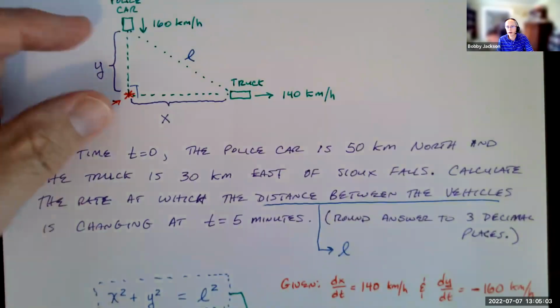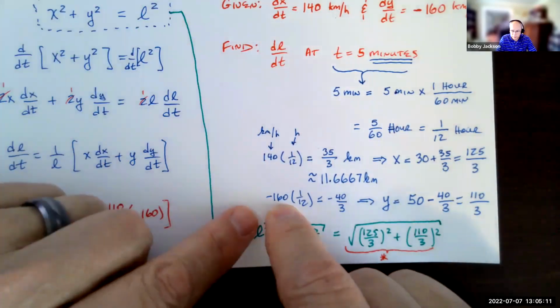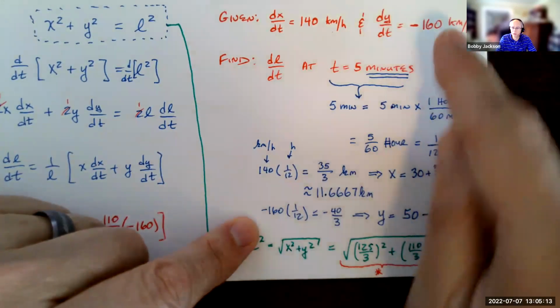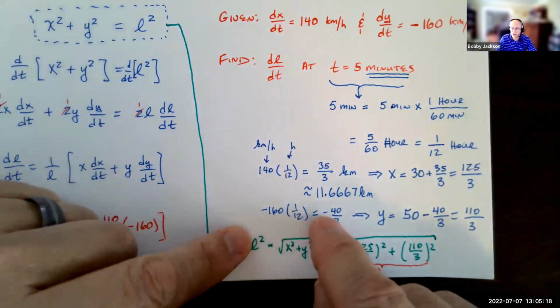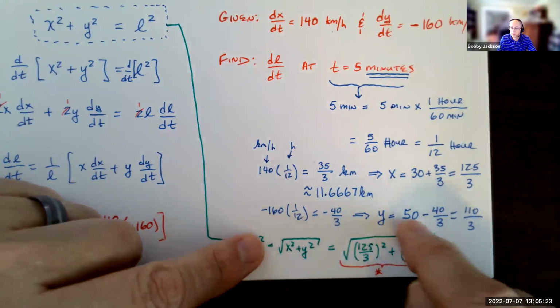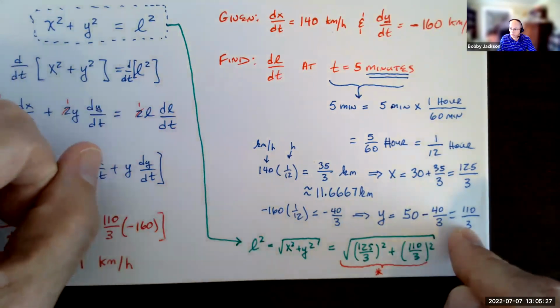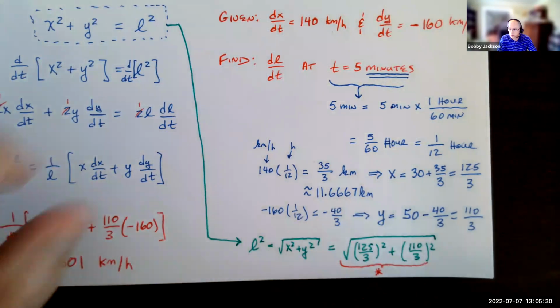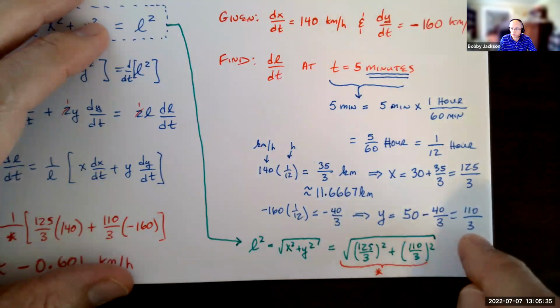Then what about the police car here? It's coming down at 160 kilometers per hour. Initially, it's 50 kilometers north. So its rate, remember, is negative 160 to indicate that y is getting smaller. So negative 160 times 1/12 simplifies down to negative 40 thirds. And I'm actually going to subtract, therefore. It's 50 minus 40 thirds, because y is less. It's now 110 thirds. And you can see that that's less than 50 kilometers. So that's the value of y.